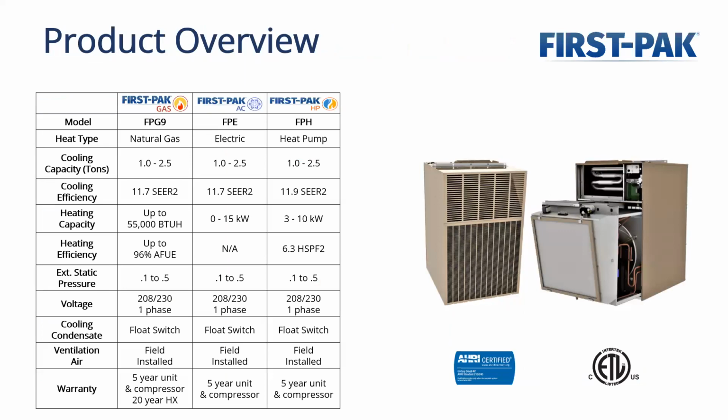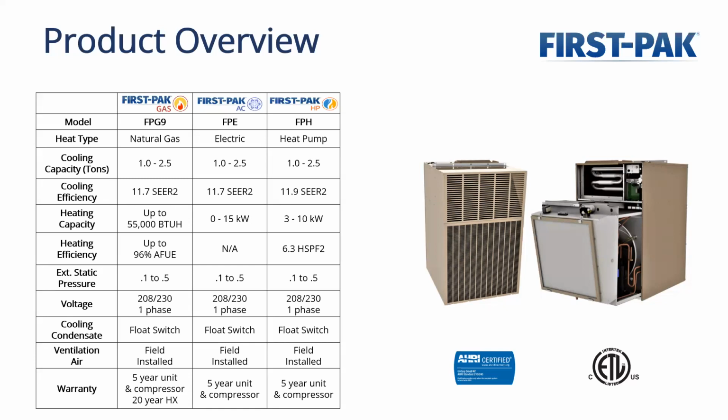All right, so next I'm going to jump into the overview on the First Pack. This is the model that's available in the 96% AFUE, and it's also available in electric and heat pump with supplemental electric heat. All of our units are available in this series from 1 to 2.5 tons, and they're rated at 11.7 to 11.9 CO2. Heating capabilities are up to 55,000 BTUs on the gas, and then up to 10 or 15 kW, depending on the electric or the heat pump.